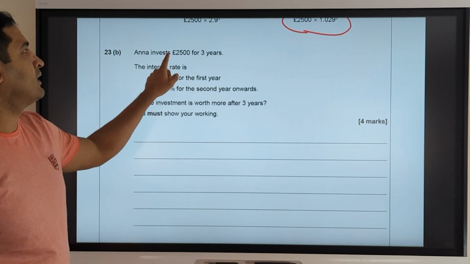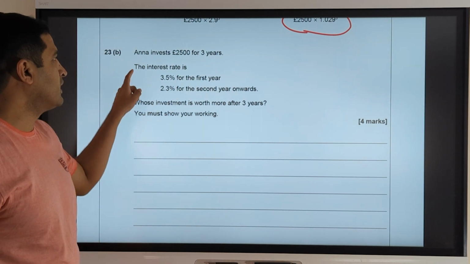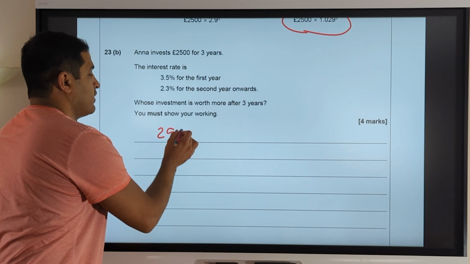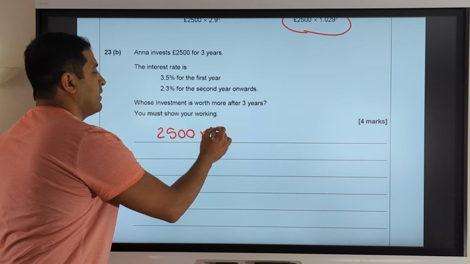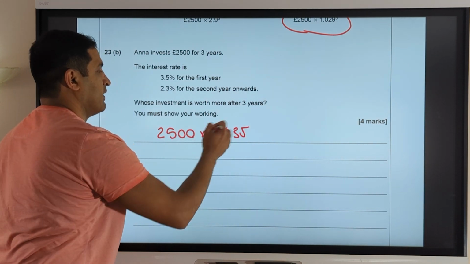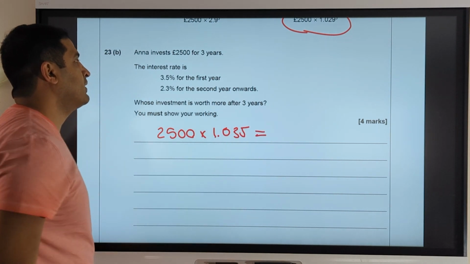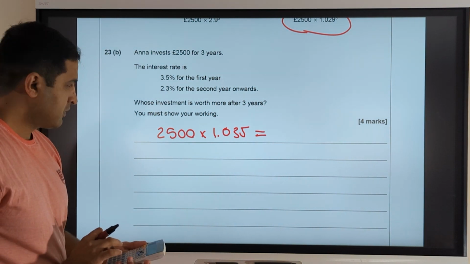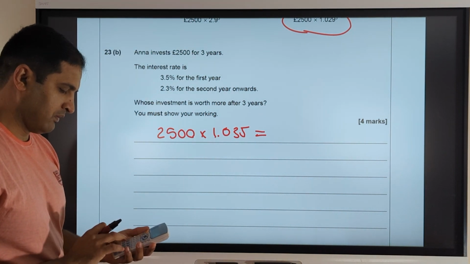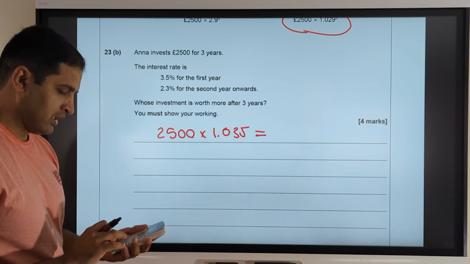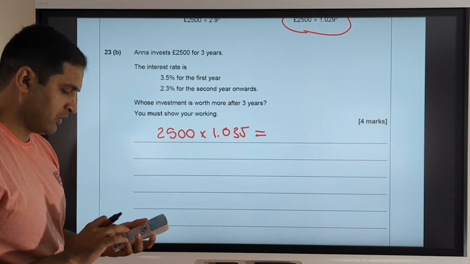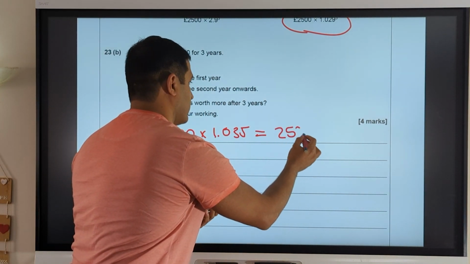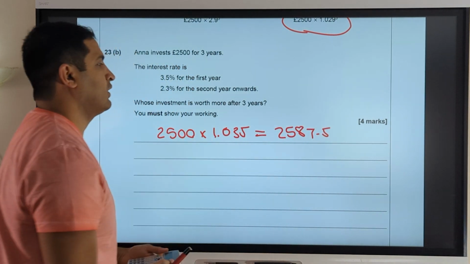Now Anna invests 2,500 for 3 years. The interest rate is 3.5% the first year. So we need to do 2,500 multiplied by 1.035. That gives you the amount at the end of the first year. Let's work it out. 2,500 times 1.035. We get 2,587.5. That's the end of the first year.